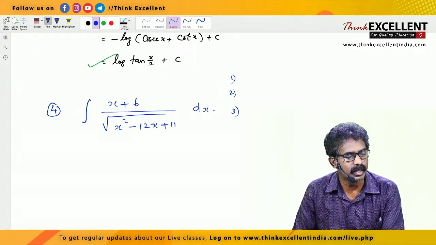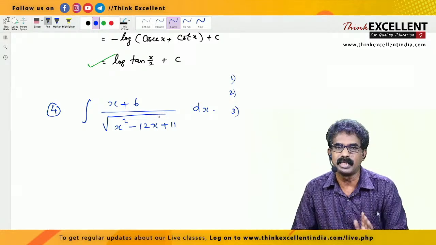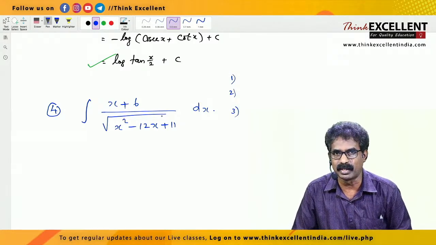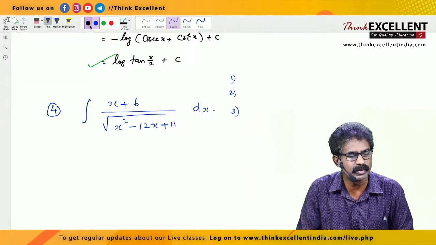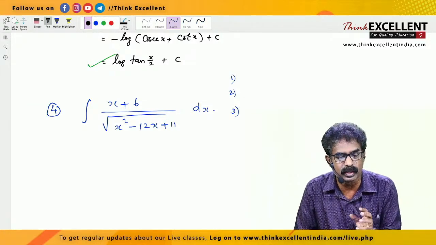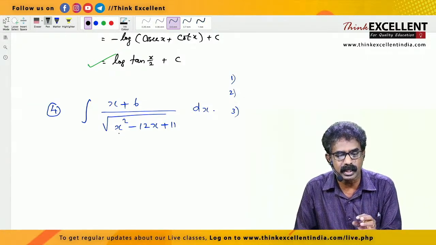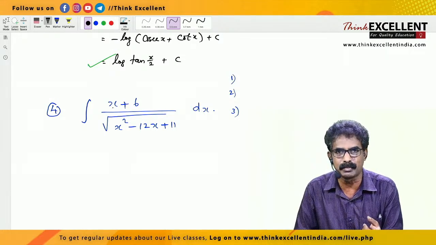Third, fourth won't come because e raised to x is not there. See, the denominator root is there, right? So easily we can identify we have to use the second formula. But can you use it directly? Some of the students are not thorough with that, right? Because x square derivative 2x should be there. The 2x is not there.